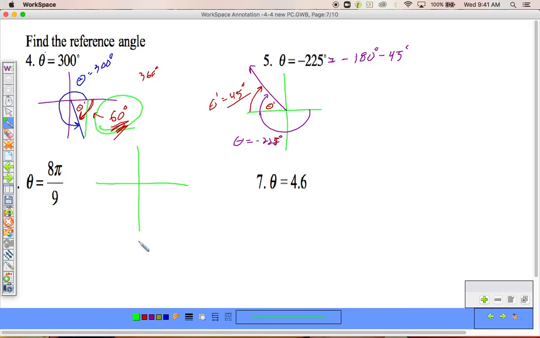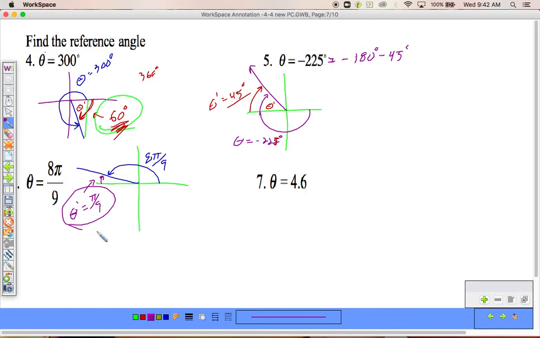All right, 8 pi over 9. 8 pi over 9 is almost 1 pi. So 8 pi over 9, I'm going to draw to here. That's my 8 pi over 9. So that makes my reference angle this angle. I didn't rotate all the way to 1 pi, so this angle here is 1 pi over 9 short of pi. So pi over 9 is going to be my reference angle.